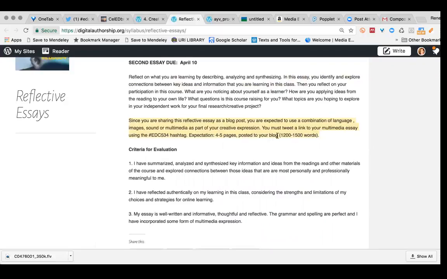In general, I'm expecting this blog post to be about 1,200 to 1,500 words. That's about a 4 to 5 page double-spaced Word document. This part of the course experience, the reflective essays, is hugely important in helping formulate your own understanding of the ideas that we're encountering in this class, and especially about your creative identity as a learner. What questions do you have about the multimedia essay, the first one that is due on March 3rd?